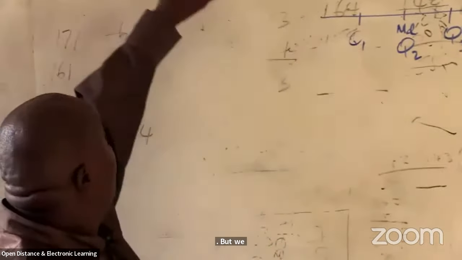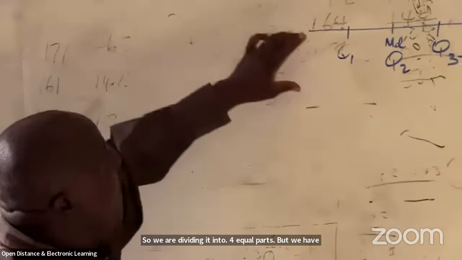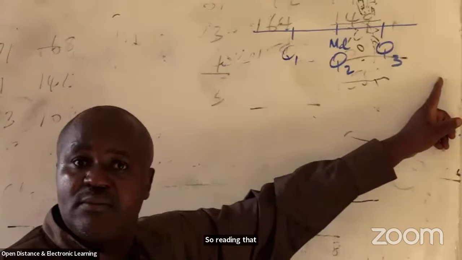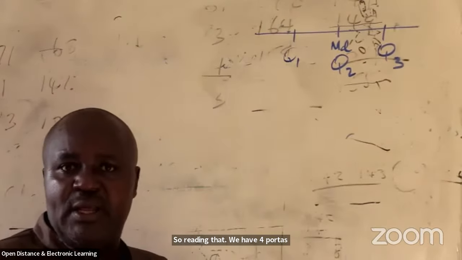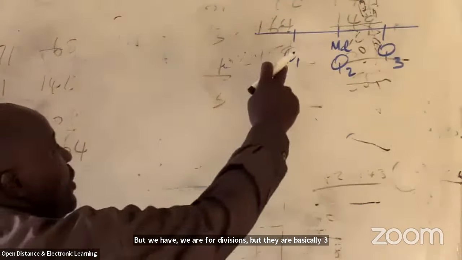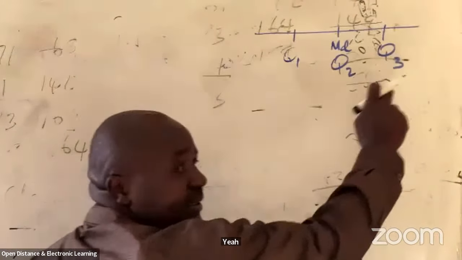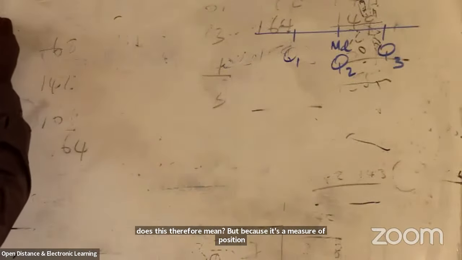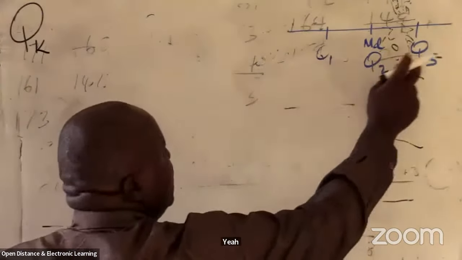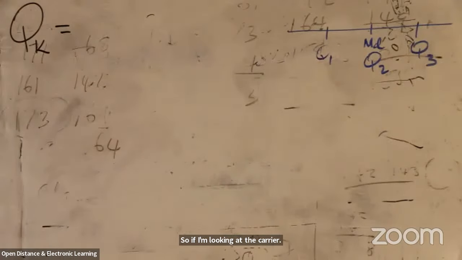So meaning that we have 4 quarters, but we have 4 divisions, but there are basically 3. What does this therefore mean? That because it's a measure of position, we can look at either quarter 1, quarter 2, or quarter 3. So if I'm looking at the kth quartile, which can either be 1, 2, 3, then this is also a measure of position, and I can look at it from the basis of the measure of position of the median.